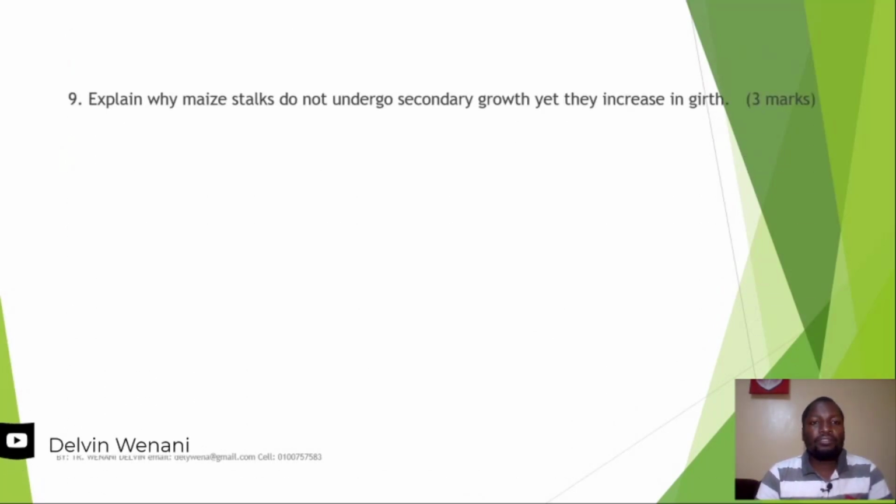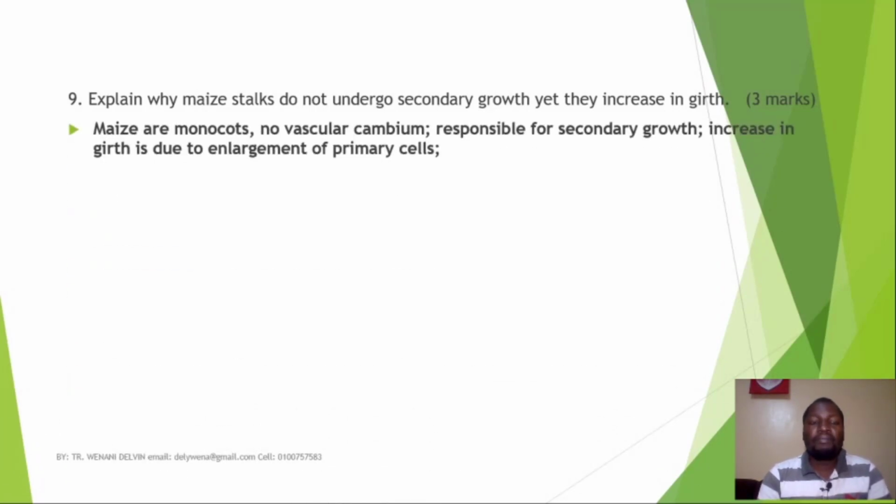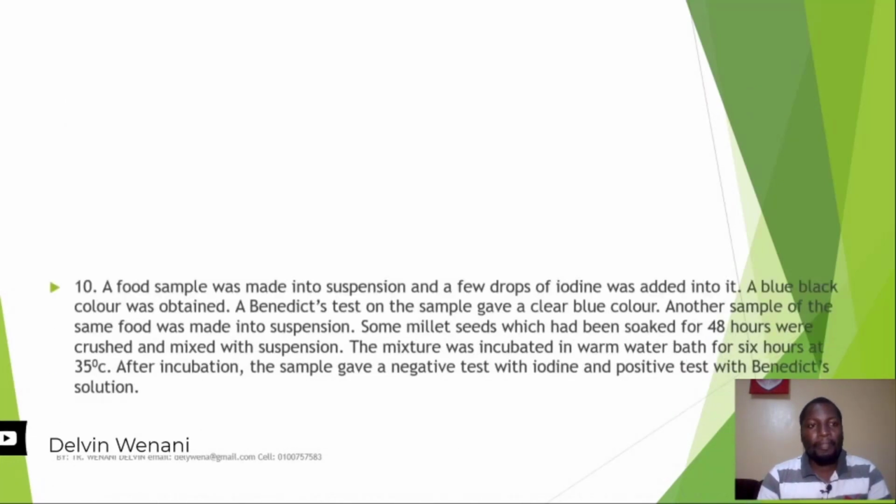Explain why maize stalks do not undergo secondary growth, yet they increase in girth. Maize are monocots. They have no vascular cambium, which is responsible for secondary growth. So increase in girth is due to enlargement of primary cells. So that's why they don't undergo secondary growth.